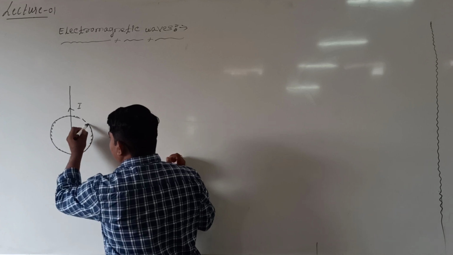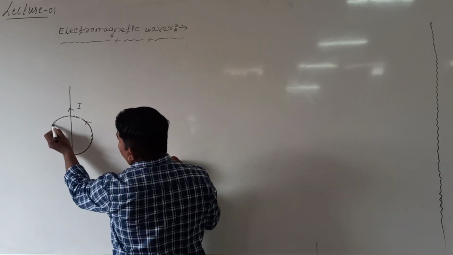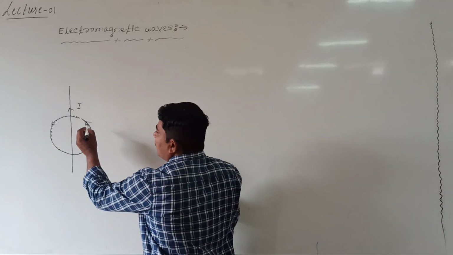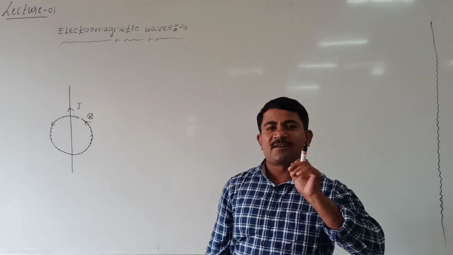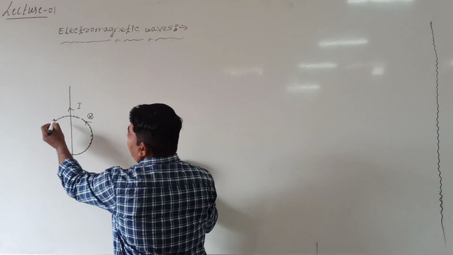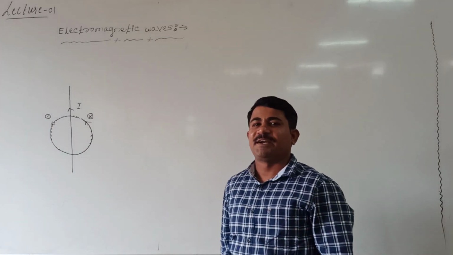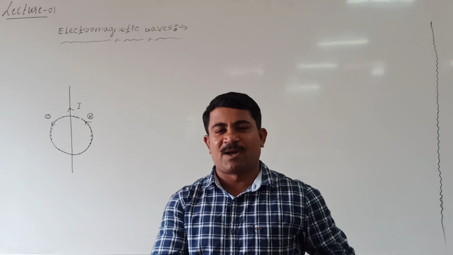How to give the direction? At this point the magnetic field is in this direction. At this point the magnetic field is in this direction. I mean, at this point the magnetic field is directed into the plane. And at this point the magnetic field is directed away from the plane like this. Right. But let us see what is meant by Ampere's Circuital Law.